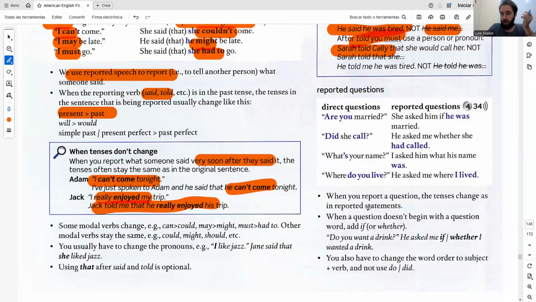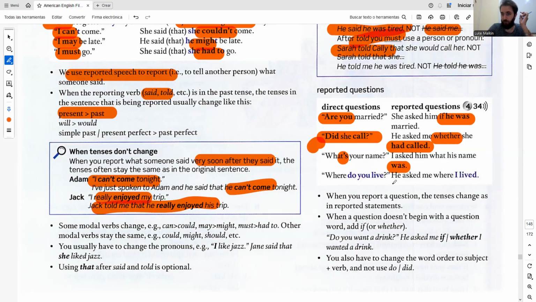Okay? And finally, questions. Similar style, but we should check this. Are you married? She asked him if he was married. Present in the direct question, past in the reported question. Did she call? He asked me whether she had called. Whether creates a yes, no situation, like did she call, which has a yes, no answer. What's your name? I asked him what his name was.